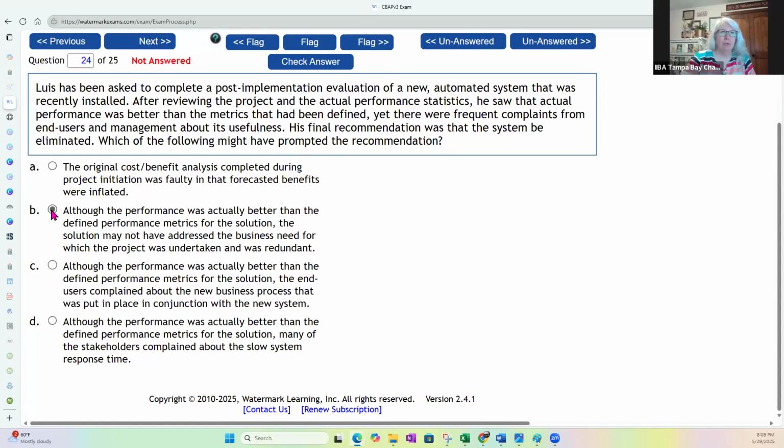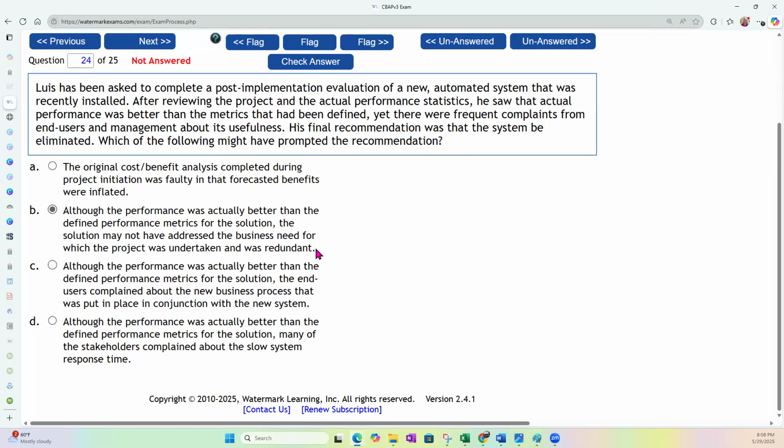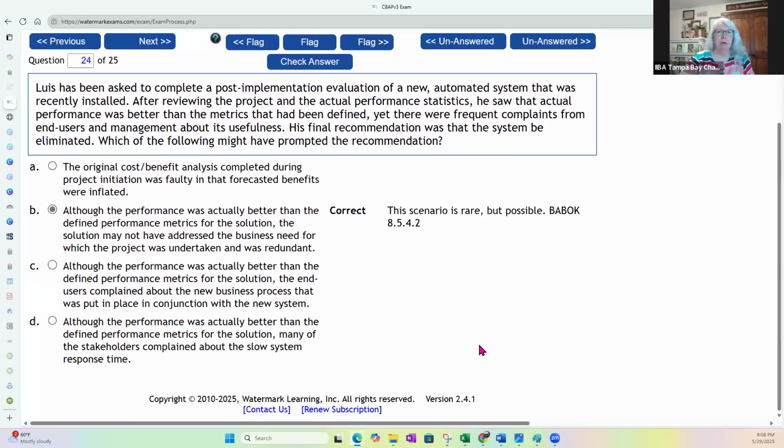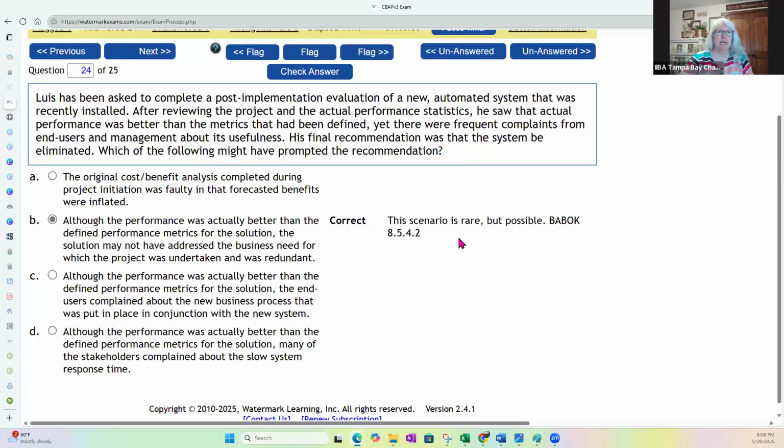B as in boy? I agree. They are complaining, so it's my understanding that the solution might not have addressed the business need. Yeah, high performance but low value. Let's test it. This scenario is rare but possible, and it is one of the scenarios cited in the BABOK.